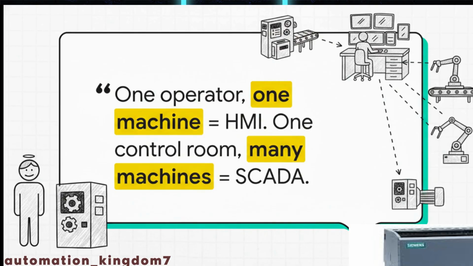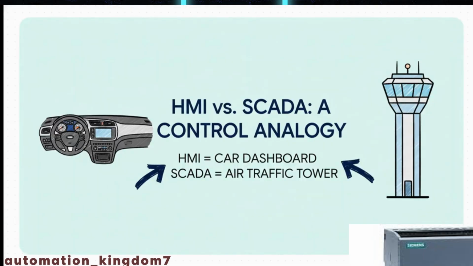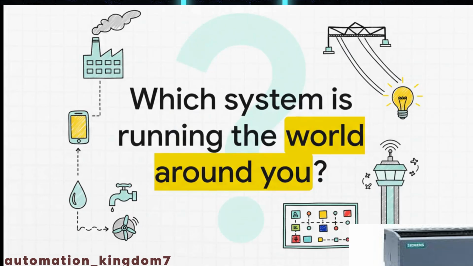Simple as that. And let's bring back our analogy one last time because it's just perfect. The HMI is the focused, immediate control of a car's dashboard. The SCADA system is the big picture supervisory oversight of the air traffic control tower. If you remember nothing else, remember that image. So there you have it. From the factory that built your computer to the utility that brings clean water to your tap, these systems are quietly running the world all around us.